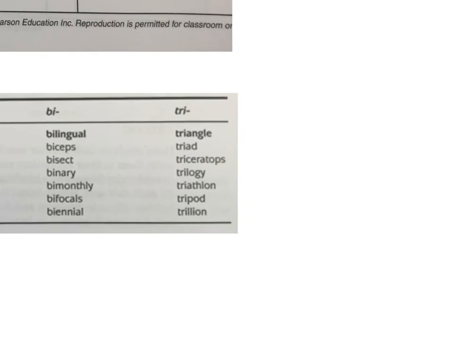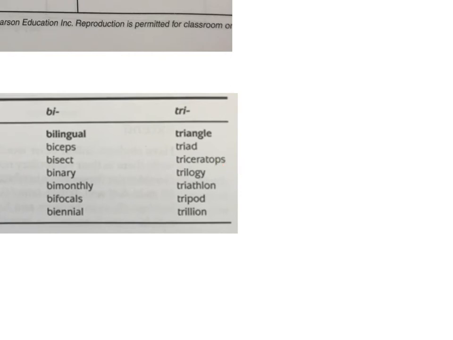Over here, this last group are your tries, your threes. Triangle is three angles. Triad, that's a group of three, like I might say in class, get into a triad. Triceratops, that's that dinosaur with the three horns. Trilogy. Have you ever heard of a trilogy movie? Maybe Lord of the Rings or Star Wars. Star Wars started out with just an original trilogy. Yeah, Star Wars trilogy. That's the one I think of.